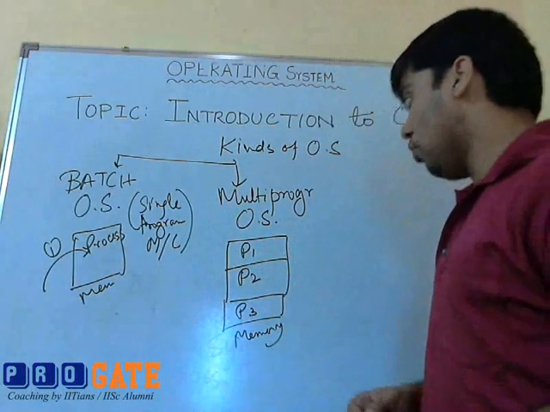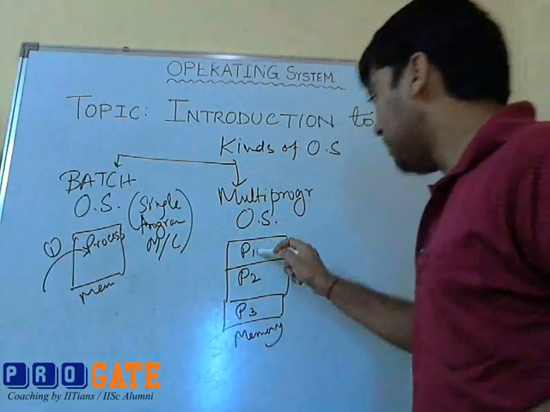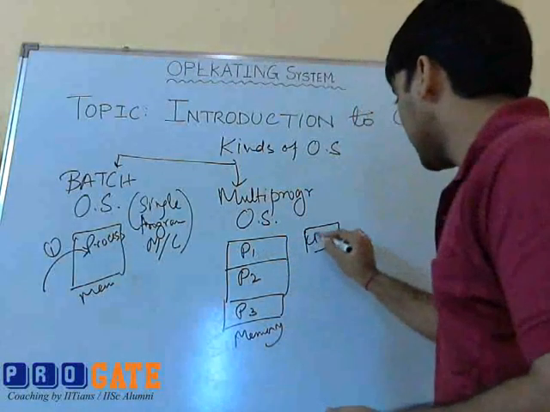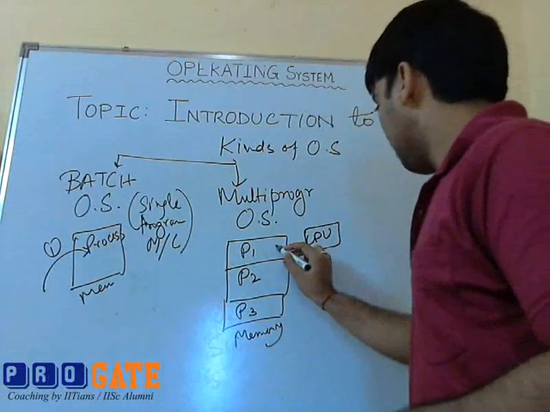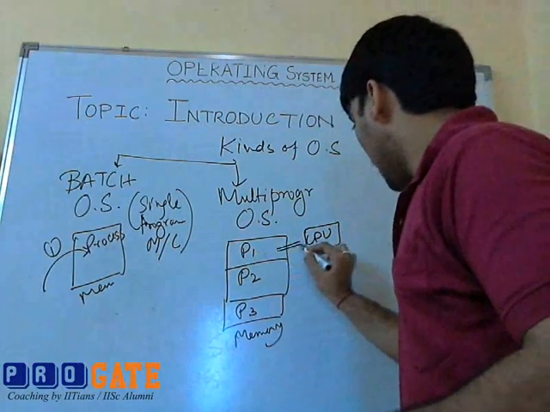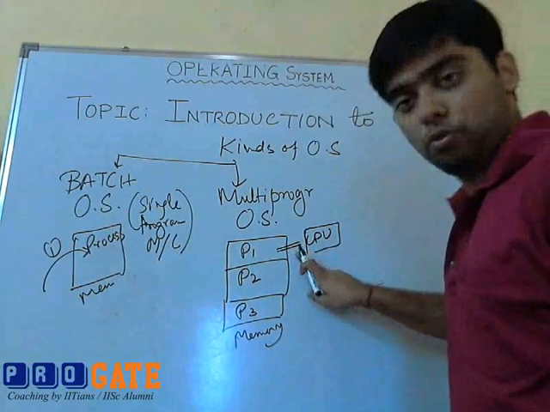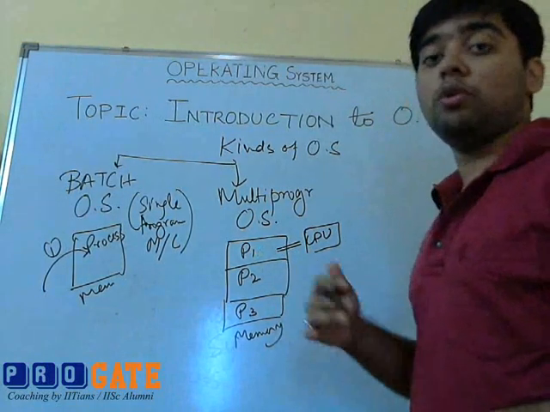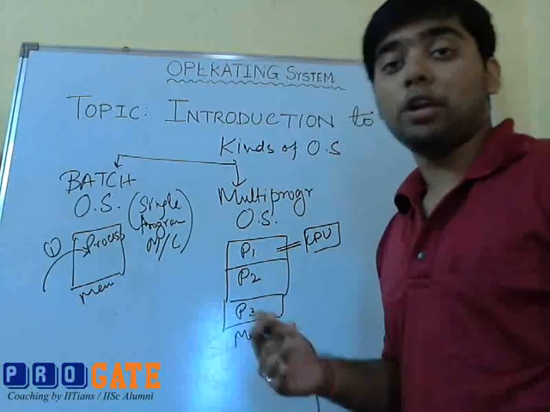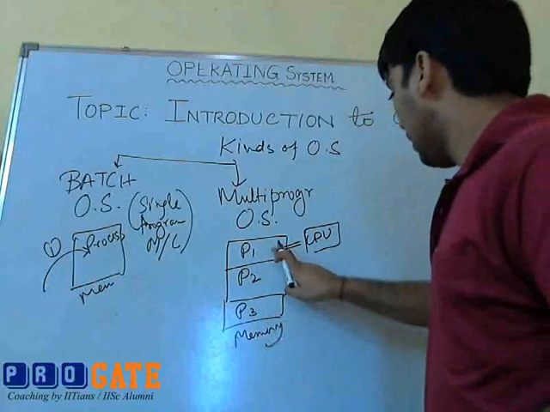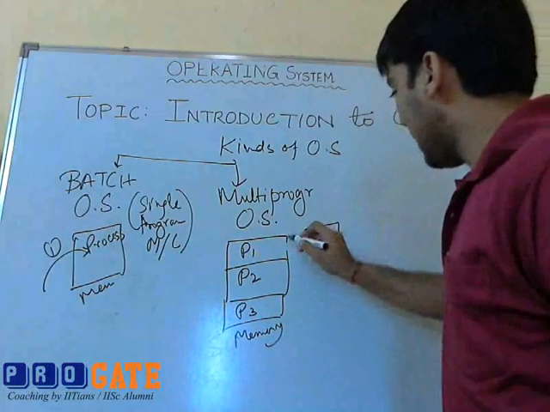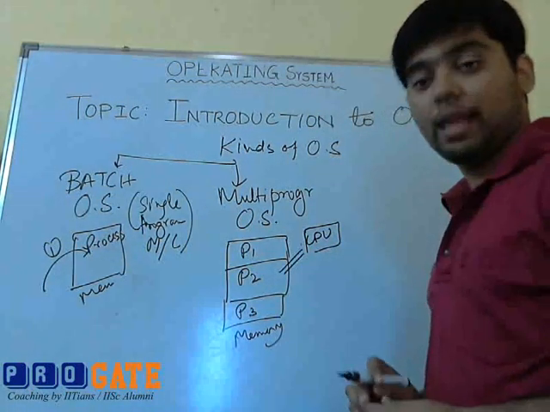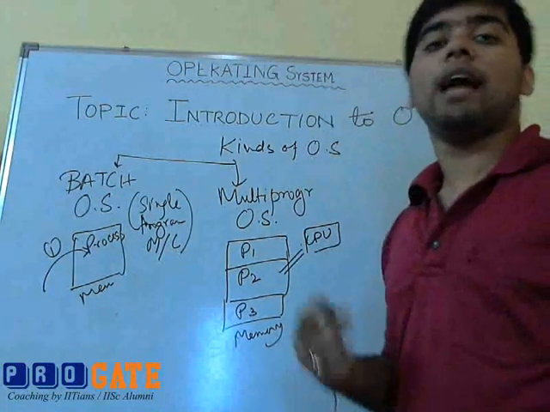In the multi-programming OS, initially P1 is being executed by the CPU. Say this is the CPU, and P1 is being executed by the CPU. When P1 is waiting for some input-output to happen, the operating system can conveniently execute P2 with the CPU. Hence, the CPU is not idle.